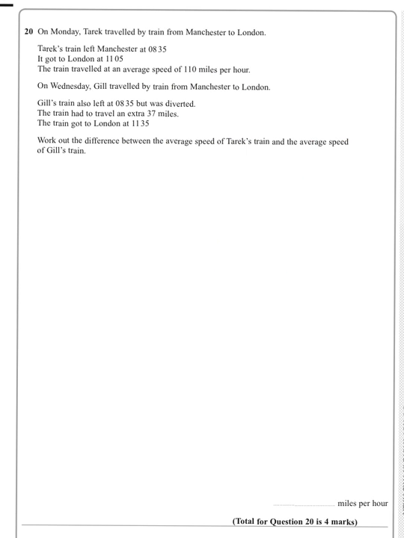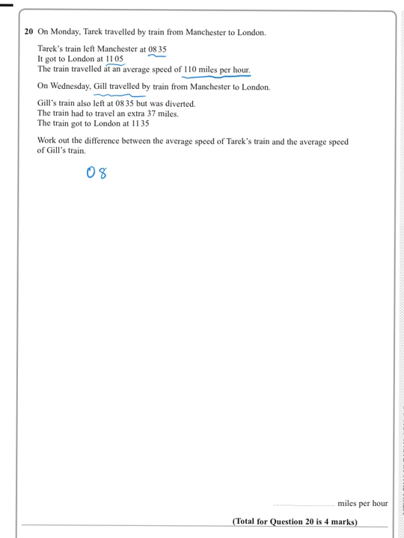Question 20. It says on Monday Tarek travelled by train from Manchester to London, and it gives some details about when Tarek's train left. It left Manchester at 8:35 in the morning and got to London at 11:05. It says the train travelled at an average speed of 110 miles per hour. So I think the first thing to think about is, if we want to start looking at Jill's travel, is to work out the distance between Manchester and London first, given from this information.